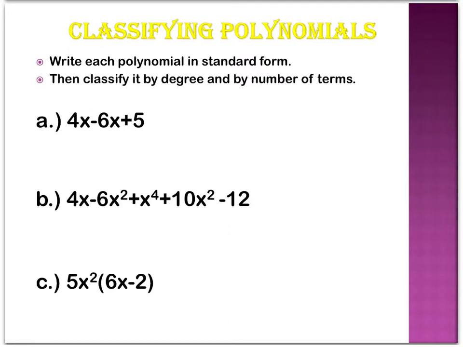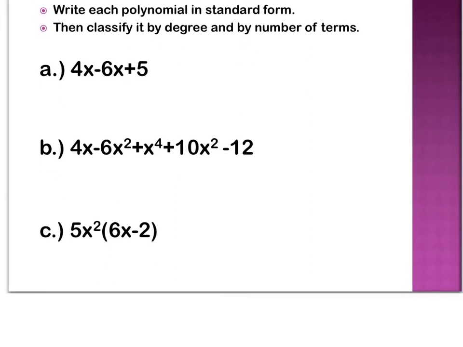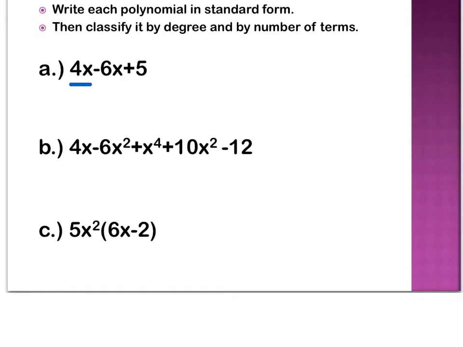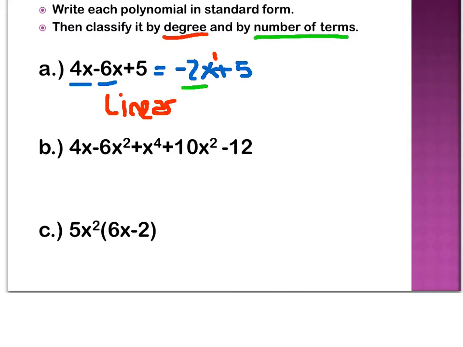All right, so now we're going to be classifying each polynomial by the degree and by the number of terms. It's important to remember that it needs to be in standard form, and you also have to make sure you have all like terms combined. So for the first one here, I need to combine the like terms, which are these guys. So I'm going to get negative 2x plus 5. Classifying it by degree, the highest degree is 1. That's linear. So this is going to be a linear function. And by number of terms, there's 2 terms here, so it's a linear binomial.